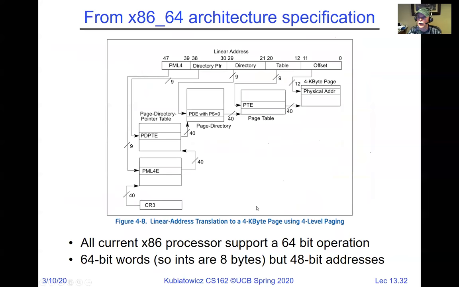Pretty big. And here it is. So from the architecture spec, you've got a bunch of 9-bit things here. And of course, Intel calls the lowest one a table, and then a directory, and a directory pointer, and then a page map level, I believe, whatever. It doesn't really matter too much. But these are all just 12, 9, 9, 9, 9. And so that's fine, I guess.